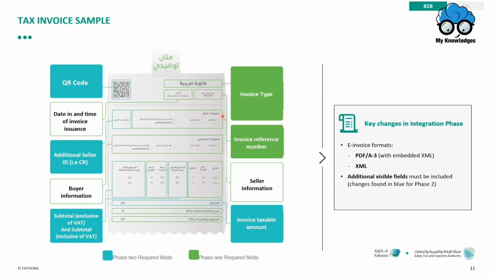We have the information about the seller, along with the additional IDs, such as the commercial registration number. And since this is a B2B invoice, we have to have the buyer information as well, part of the invoice, and then some information about the goods that were sold or the services. And then you'll have the total, the VAT amount, and then the total with the VAT amount.